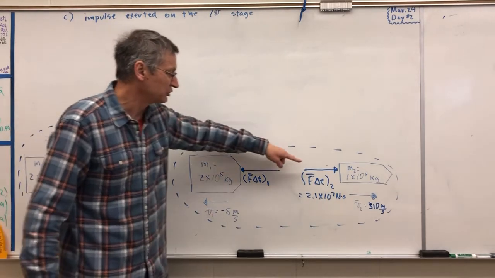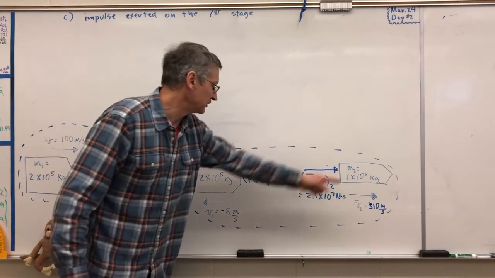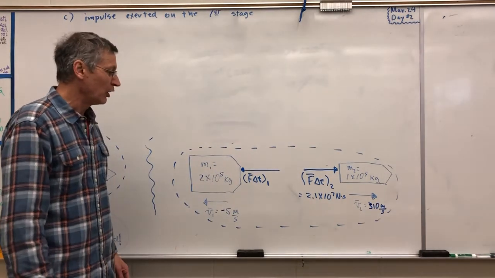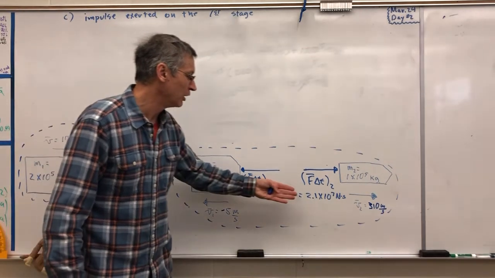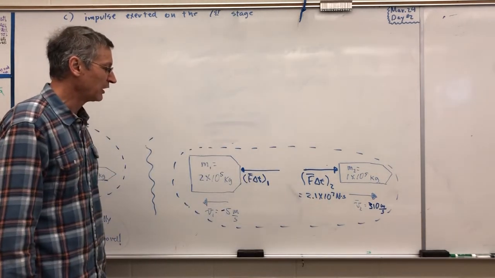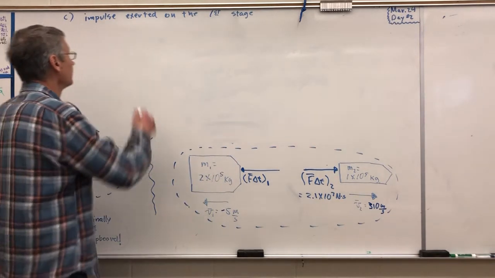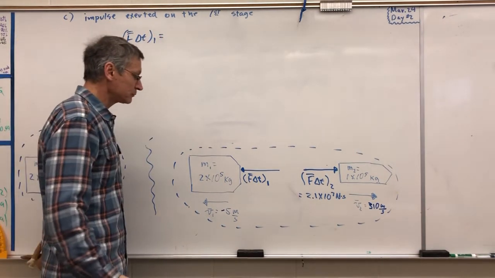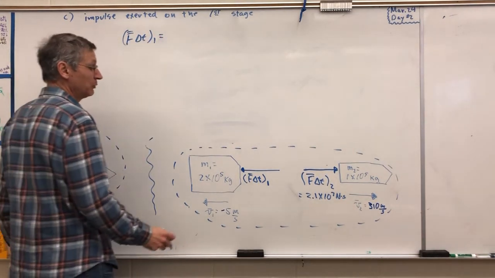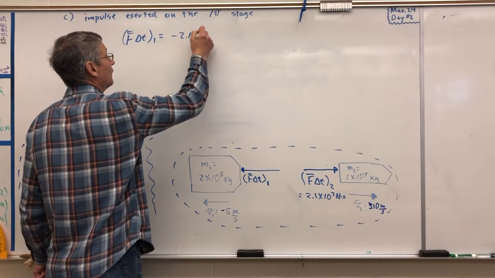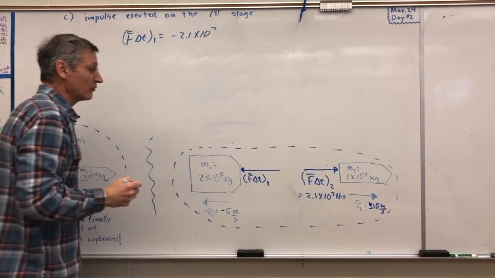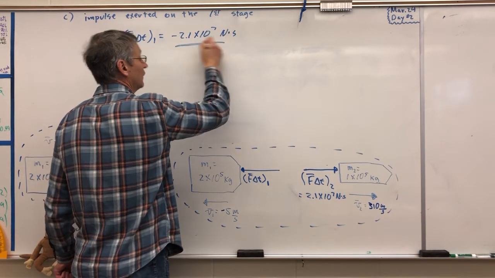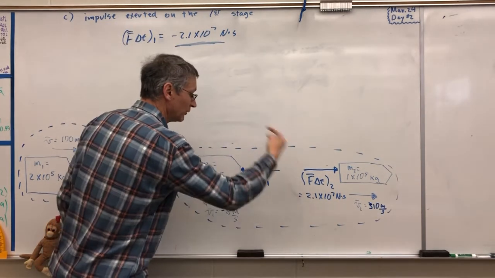So the first stage exerts this impulse on the second stage. The second stage exerts this impulse on the first stage. It's Newton's third law, right? If this one's equal to 2.1 times 10 to the 7th Newton seconds, well, this one's going to be the opposite. So the impulse exerted on the first stage is going to be negative 2.1 times 10 to the 7th Newton seconds. Okay. For every action force, there's an equal and opposite reaction force.